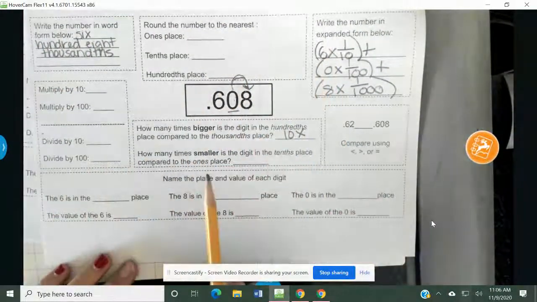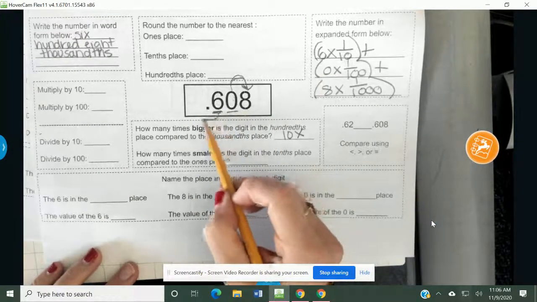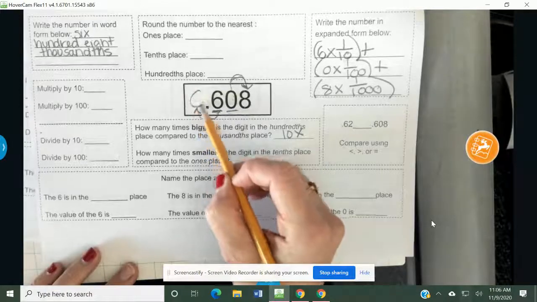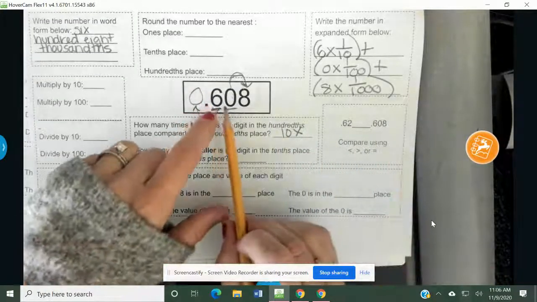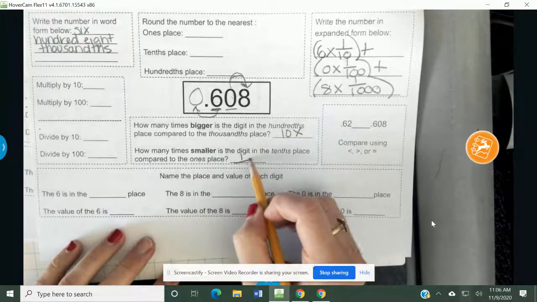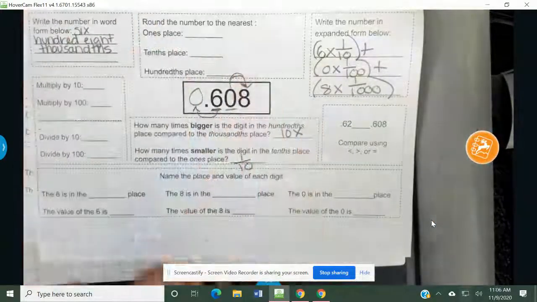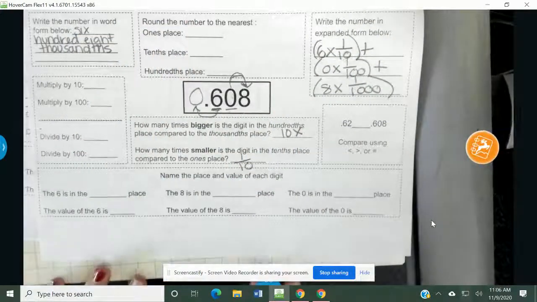Now I think opposite. How many times smaller is the number in the tenths compared to the number in the ones? Now there's an imaginary 0 here. It's smaller. I'm not going to say it's 10 times smaller. I'm going to write it as a fraction. It's 1/10 as small as this one because it's one spot to the right. It's one spot smaller. Okay?